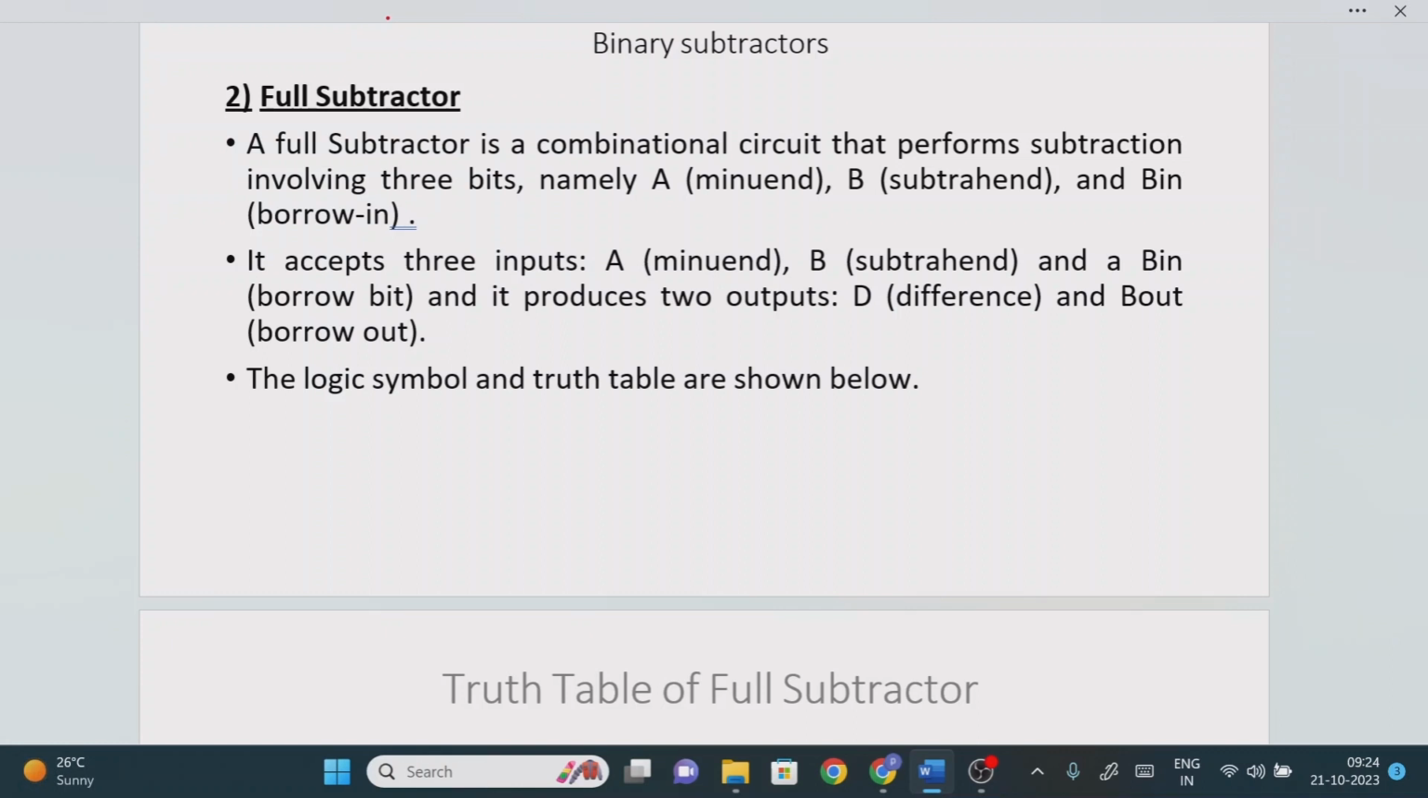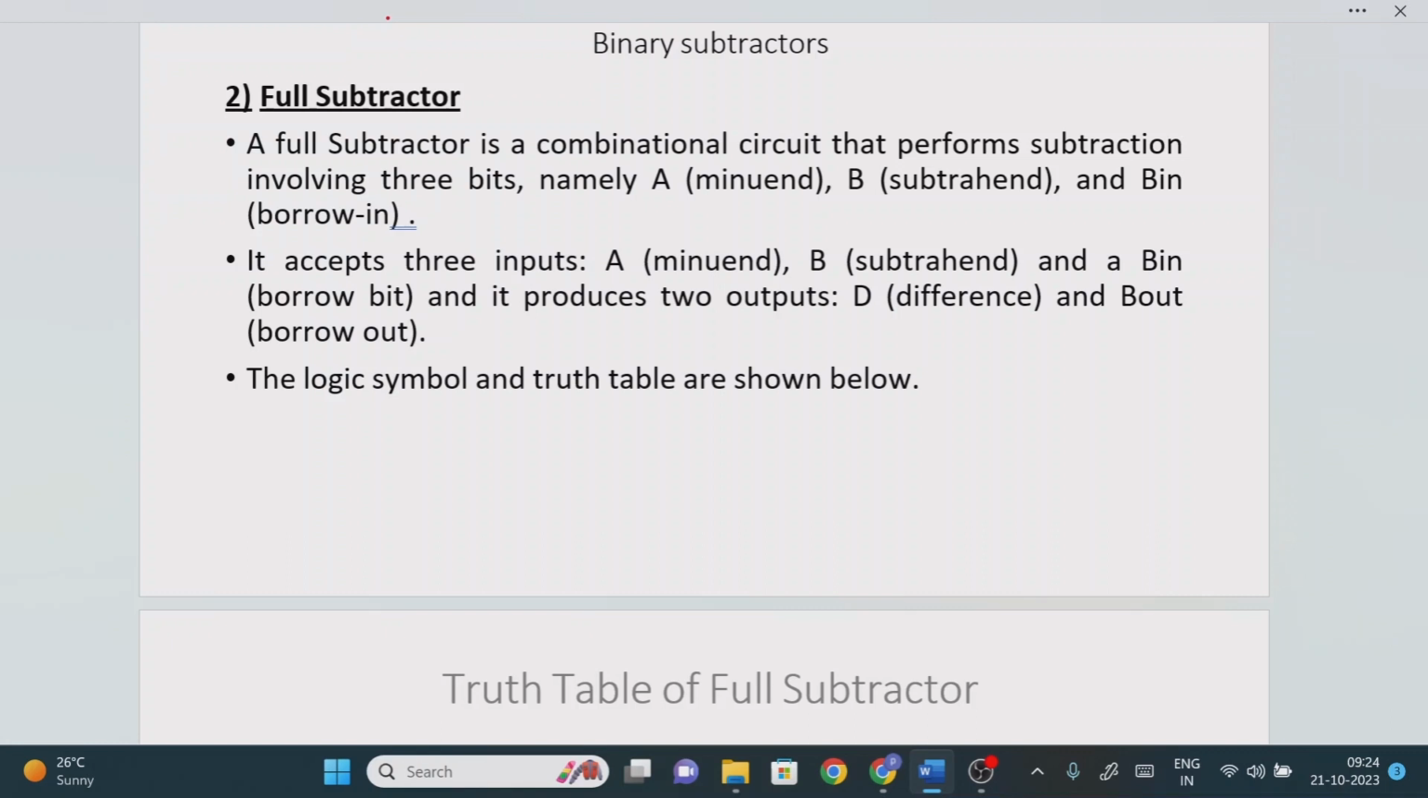So the full subtractor accepts 3 inputs: A value, another B bit value, nothing but the subtrahend, and the borrow bit value. The half subtractor cannot perform the subtraction for the borrow bit, and that is the limitation. To overcome that limitation we are using the full subtractor operation.